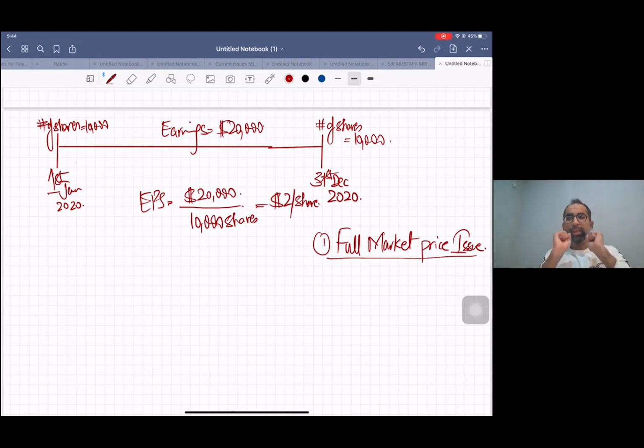So what do you mean by full market price issue? Look at me. The company has issued new shares, and in return, the company got a bag full of cash, the full market price, okay? It means the company is getting new resources from the market, okay? So keep in mind one thing, this full market price issue is not a free issue at all, okay?